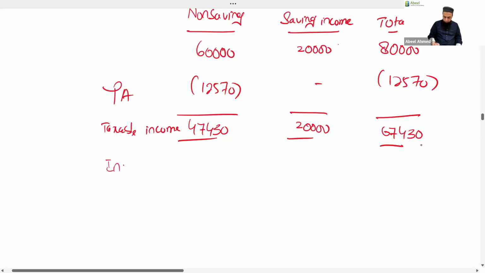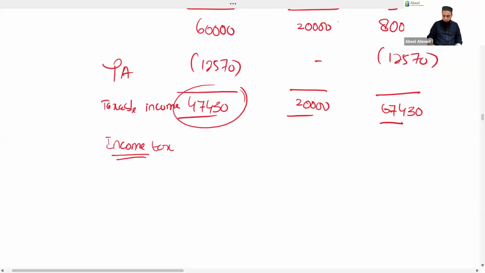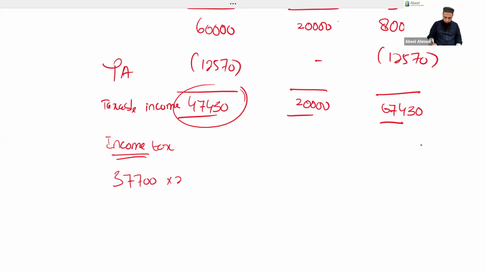Let's calculate income tax. Taxable income in the column of non-saving is 47,430. So again, directly 40% is not applicable. First, you have to utilize the basic rate band, which ends at 37,700. Applicable rate is 20%. Gives us 7540.